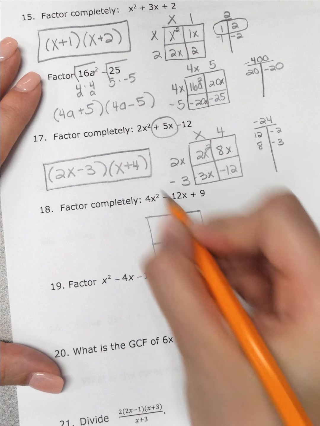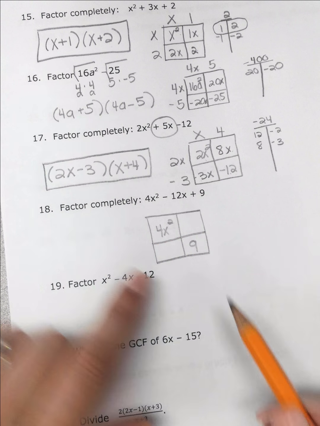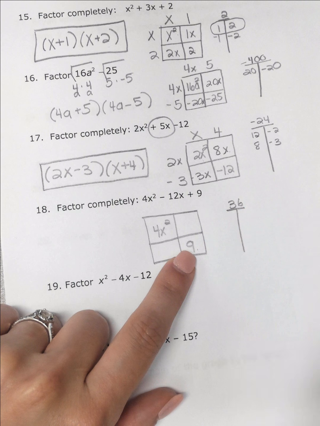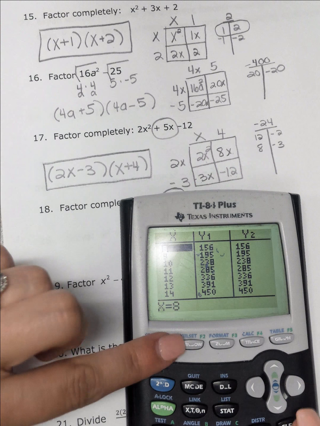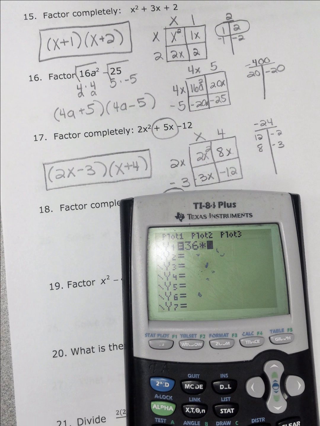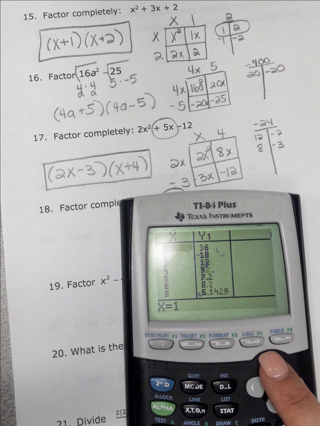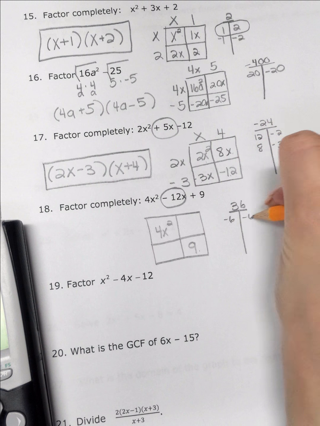First term in the first box, so 4x squared. Last term in the last box, that's a 9. 4 times 9, 36. And I'm going to find my factors of 36 that add to give me a negative 12. So 36, that's times, divided by x. And we know we want a negative number, so I'm going to go up to the negatives. Negative 2 and negative 18, that's negative 20. Negative 3, negative 12, negative 15, negative 4, negative 9, negative 6, negative 6. Those combine to give me a negative 12.